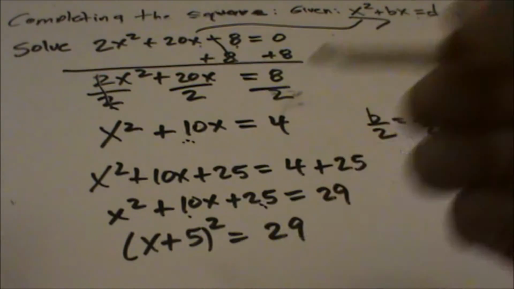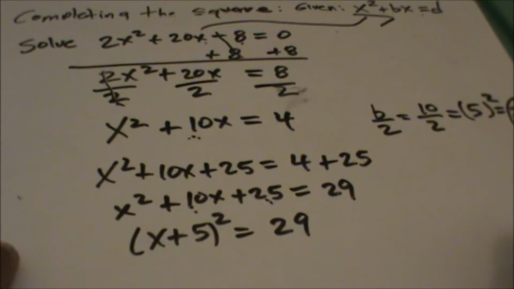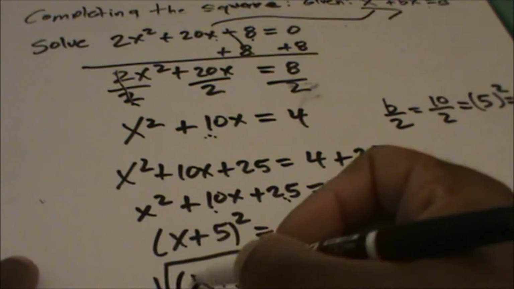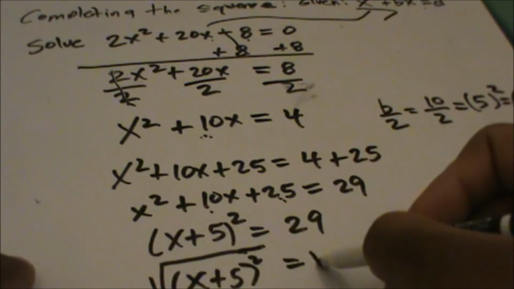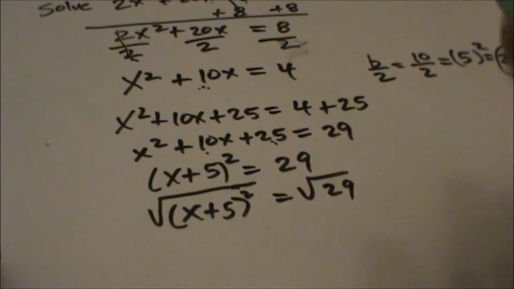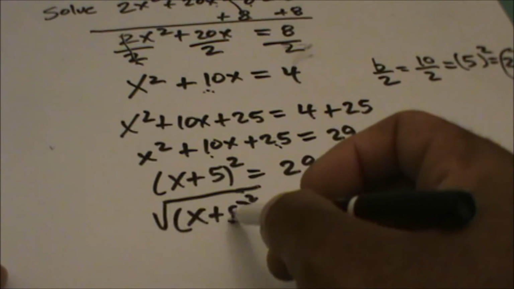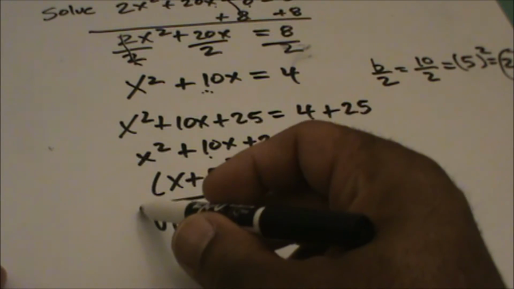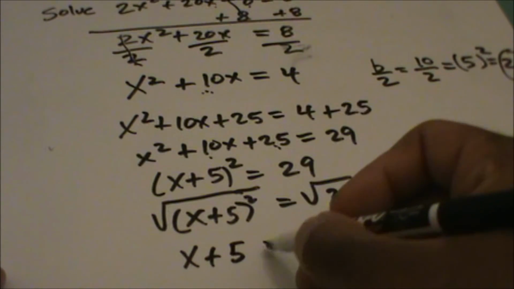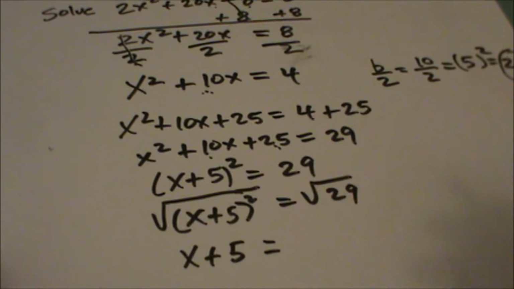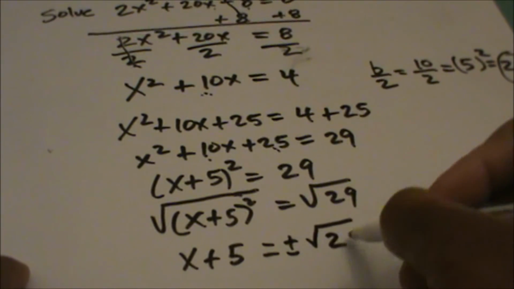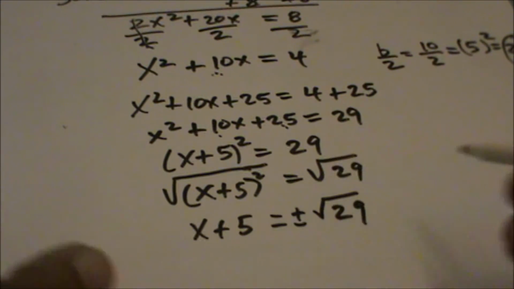Now we can't leave it like it is. Again, we have to find the square roots on both sides. So we take the square roots on both sides. x plus 5 squared equals, we square root 29. Now, finding the square root of x plus 5 squared, the square root cancels out the exponent. We have x plus 5 equals the square root of 29. We have to leave it because you can't really find it, so it'll be plus and minus the square root of 29. Now, this is a solution.